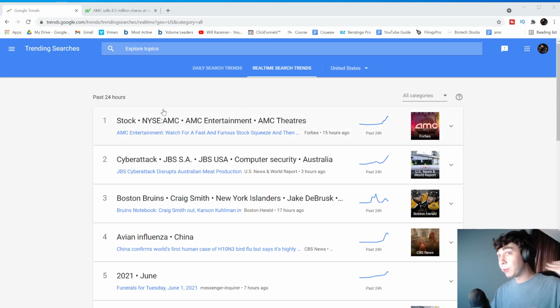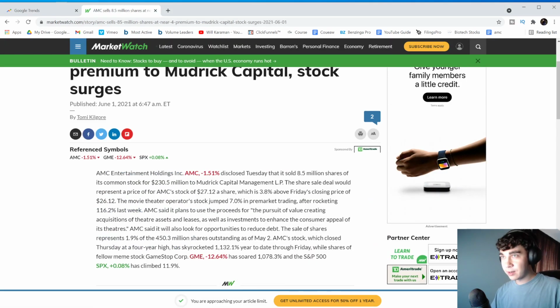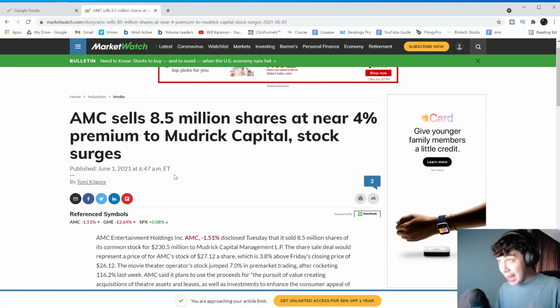First things first, we are on Google Trends here, and AMC is the number one search trend, right? Within the past 24 hours. Absolutely insane, guys. And if we look at the news here, we have AMC selling 8.5 million shares at a near 4% premium to Mudrick Capital, and the stock is currently surging, guys. In pre-market, let me check my phone here. We're currently at $30.50. Stock is currently up 17% in the pre-market.